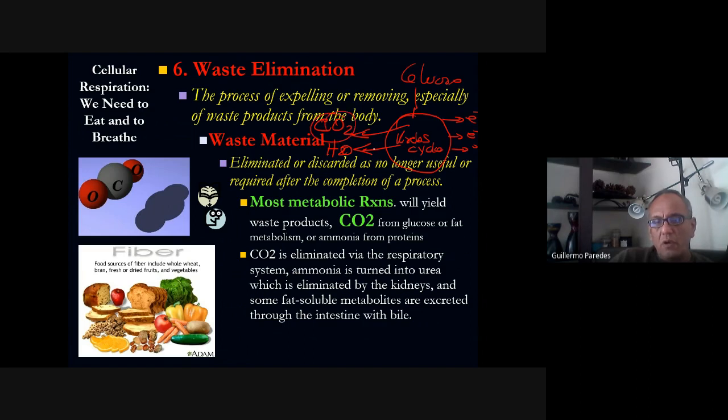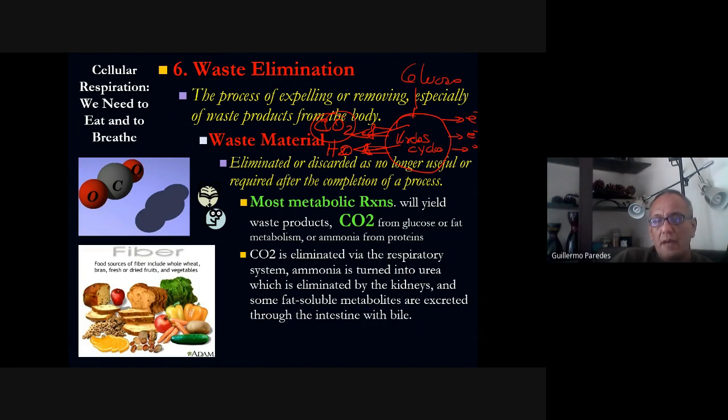Carbon dioxide and water. Just remember, this Krebs cycle is like a car. A car has the exhaust that is going to release gas, that is the carbon dioxide and the water.